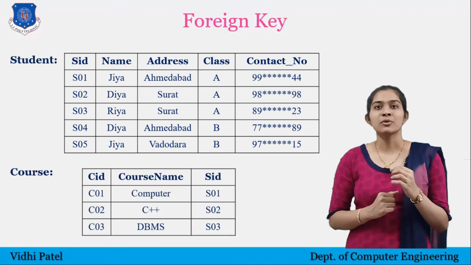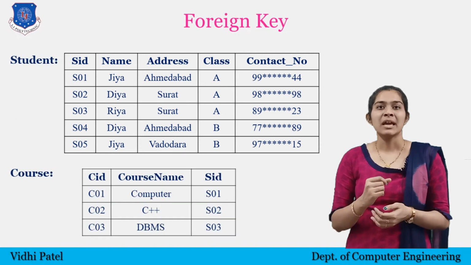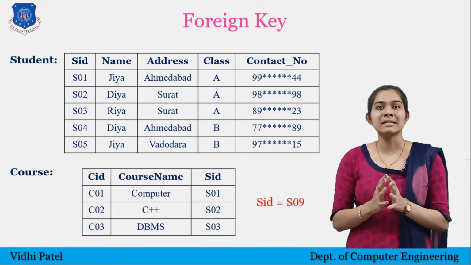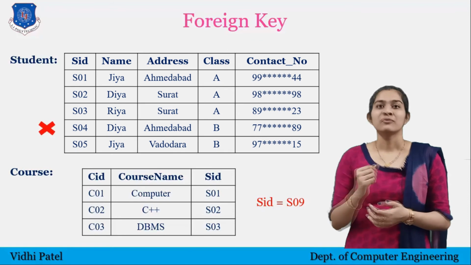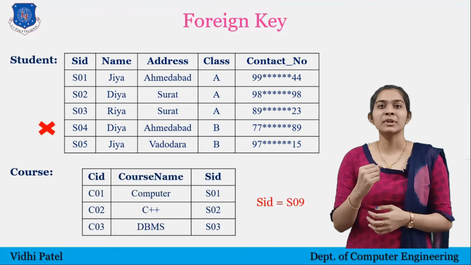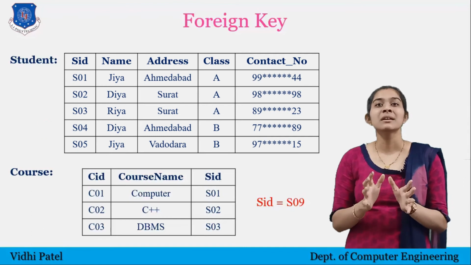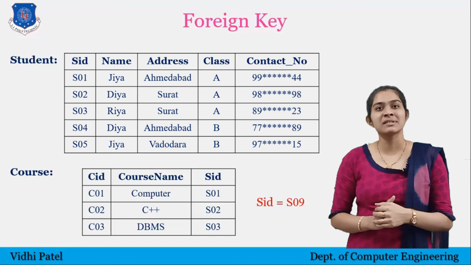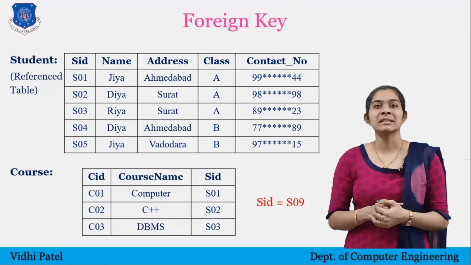Let's suppose in the course relation, if I want to check the course of a student having student ID S09, I cannot find any result because there is no student present in the student table who has student ID S09. So, for referring data, the value of the attribute must be present in the reference table. Here the student table is known as the reference table, whereas the course relation is known as the referencing relation.